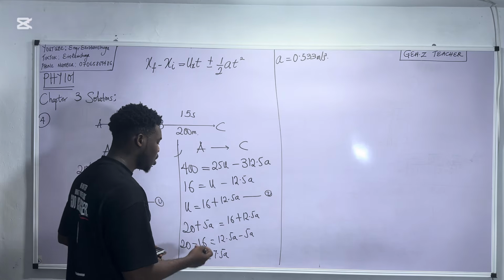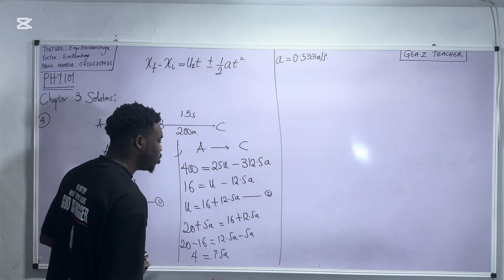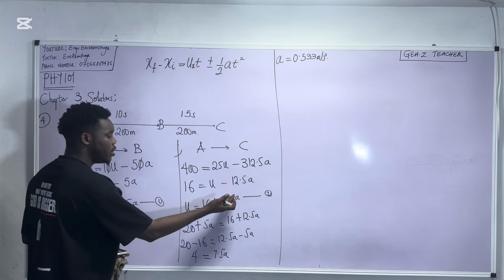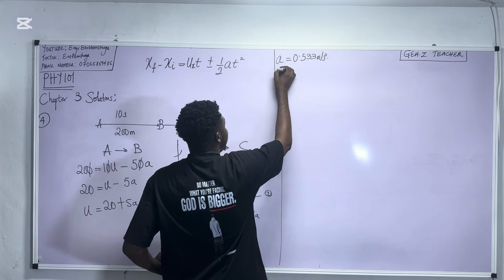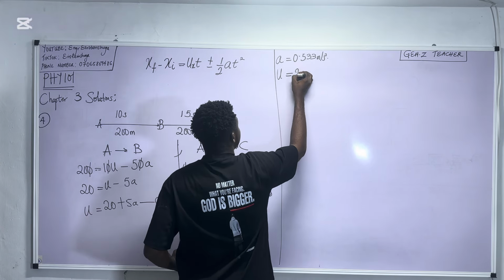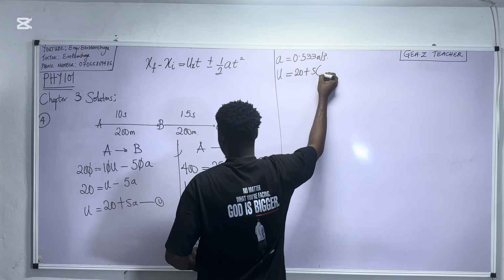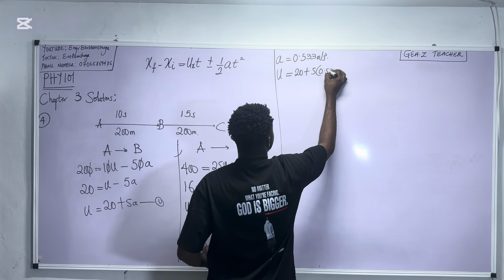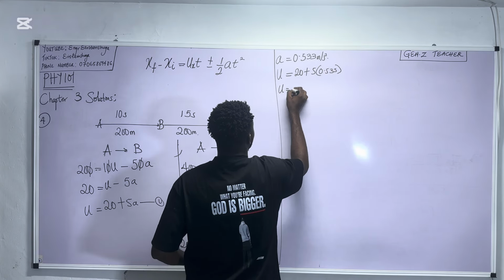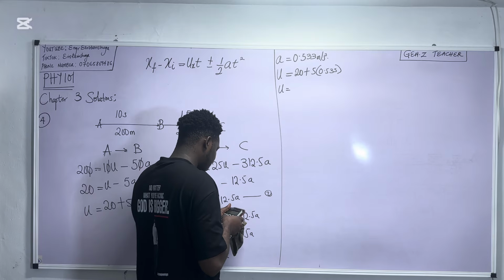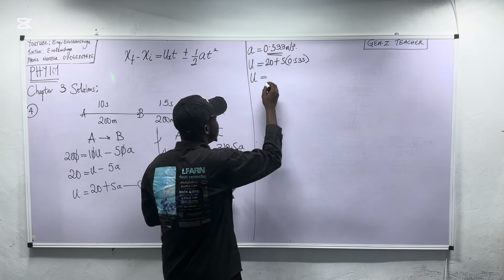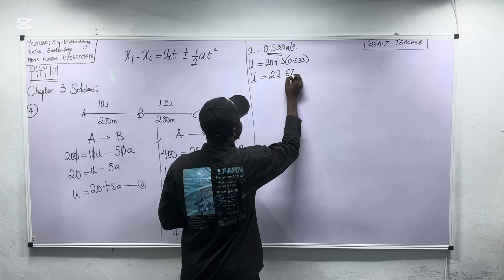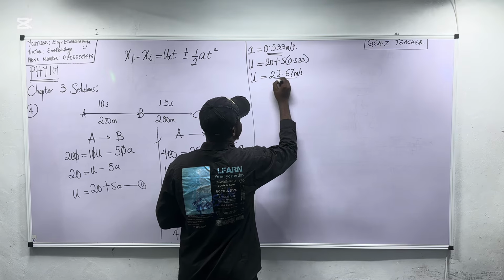Now we've gotten a, we can as well find u. We can find u from either equation 1 or equation 2. I'm going to apply equation 1. So u is equal to 20 plus 5 times 0.533. Let's solve that quickly, not to waste time. 20 plus 5 times 0.533, so u becomes 22.67 meters per second. This is the value for u.